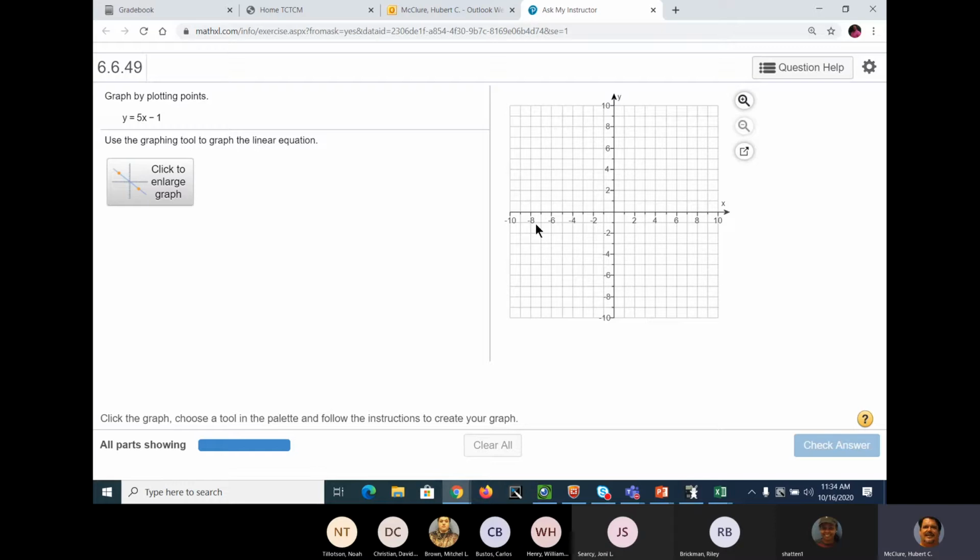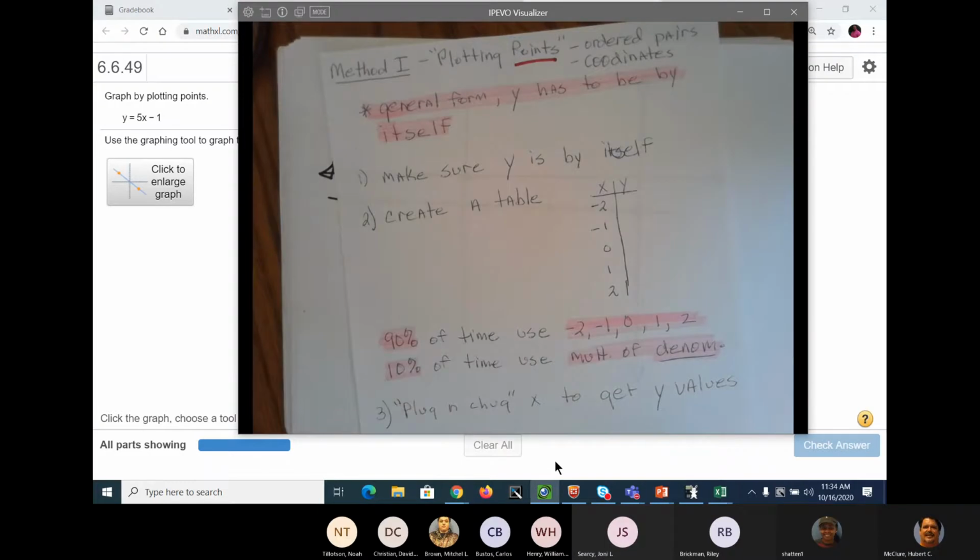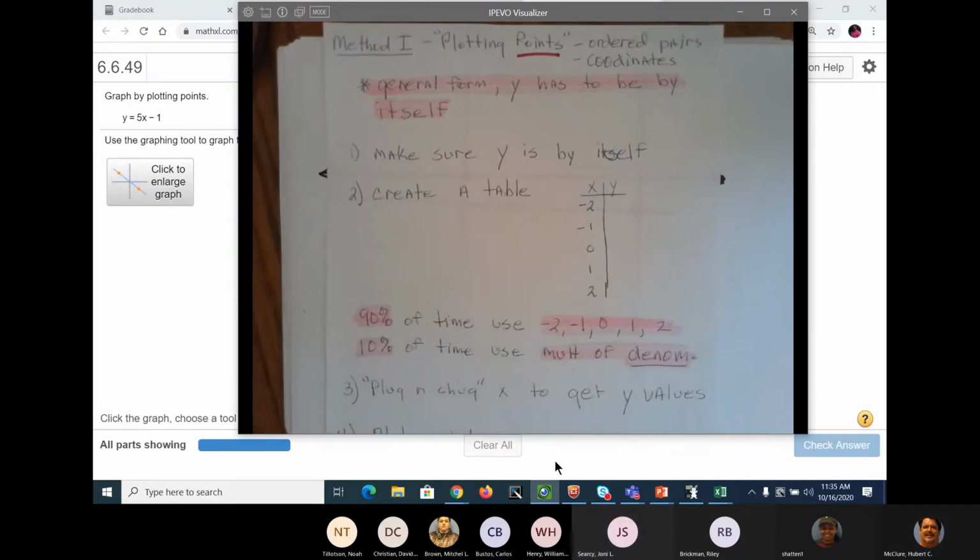to show you that we've covered it in the notes. Hopefully I'm getting there. There we go. So which method are we going to use? Method 1, plotted points. So we've got to make sure that y is by itself. Y is by itself. Okay, so we're ready to go.